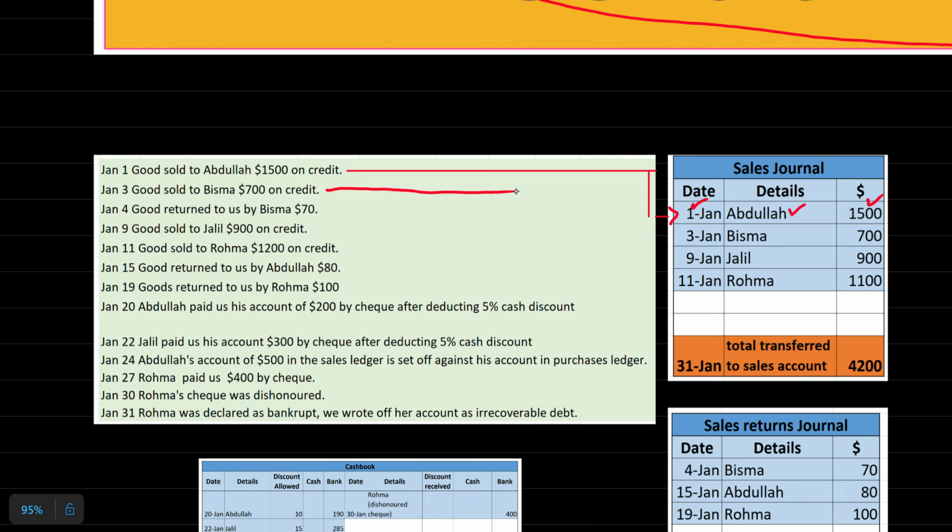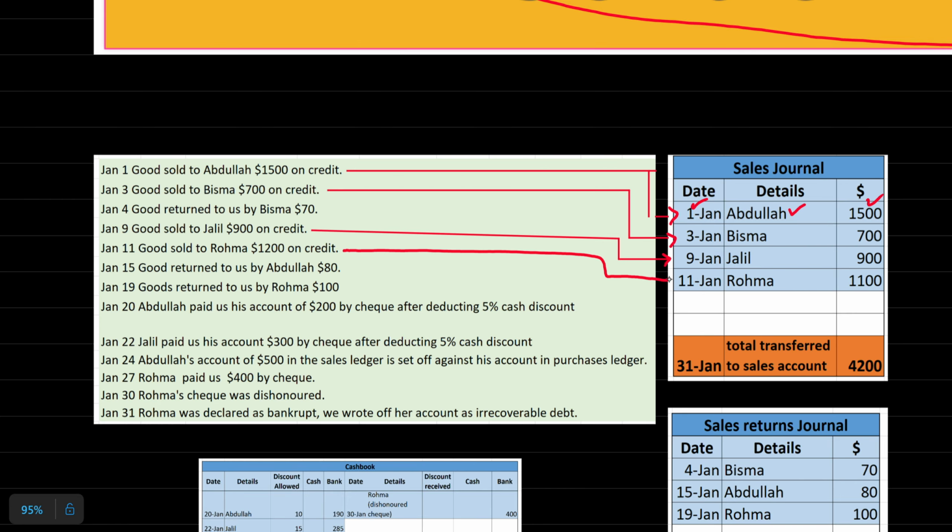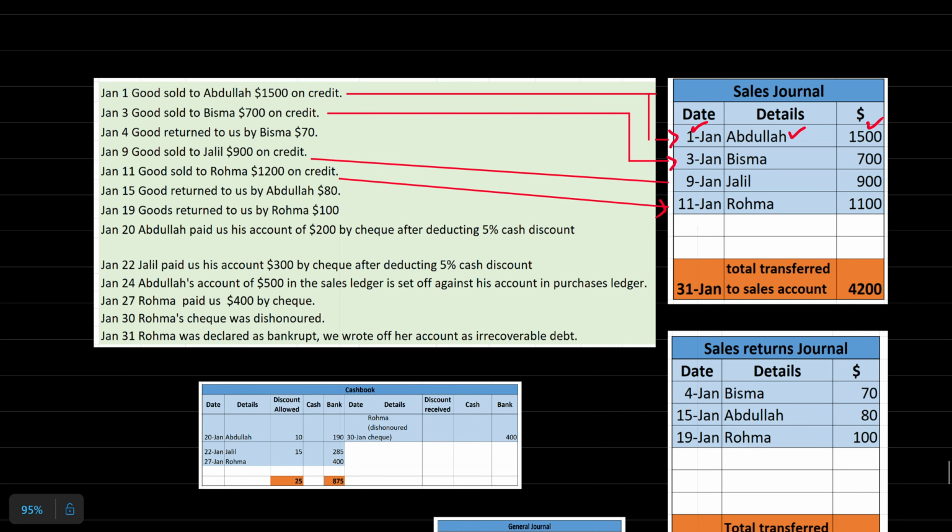The second transaction is also of goods sold on credit. This will also be recorded in the sales journal, goods sold to Bisma. And the January 9 transaction is also goods sold on credit, and will be recorded in the sales journal. Similarly, goods sold to Rohma. All these transactions which are related to sales will be recorded in the sales journal.